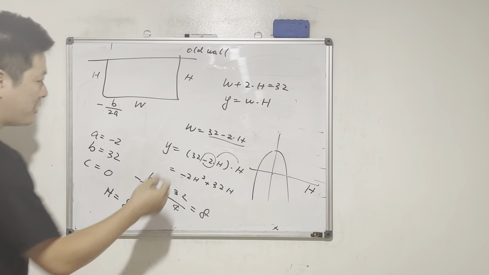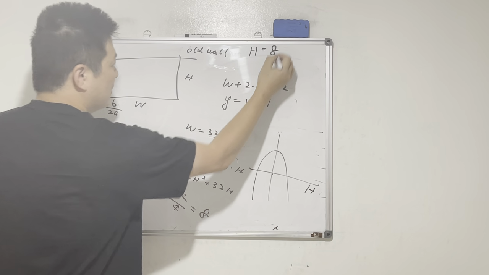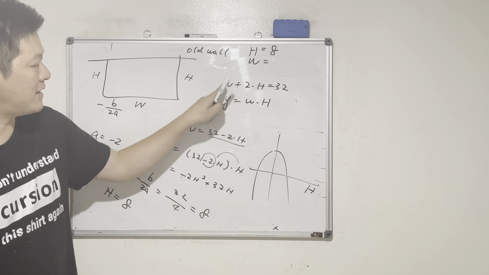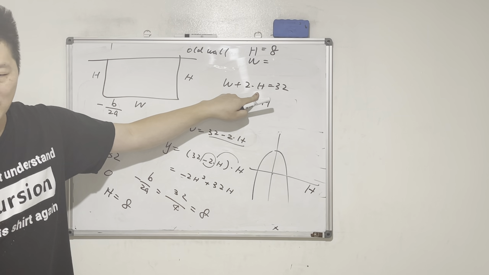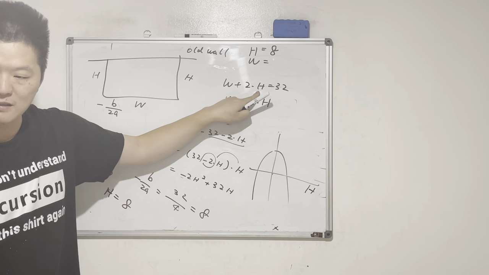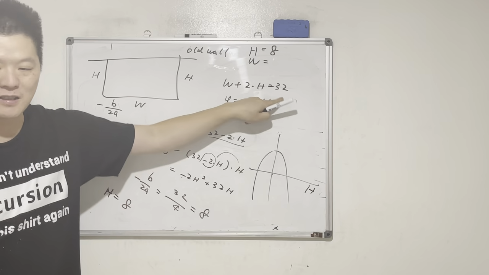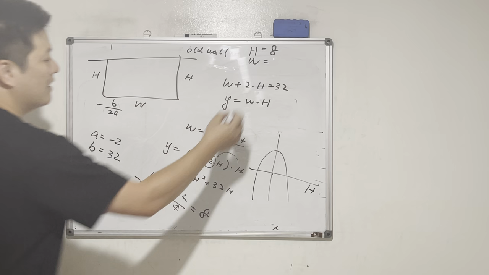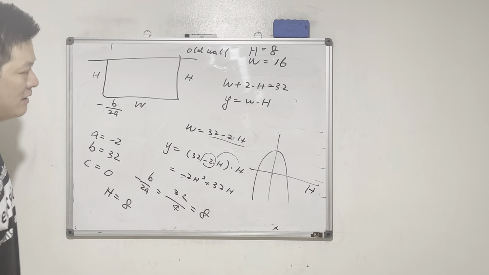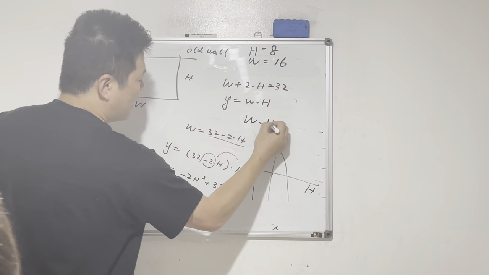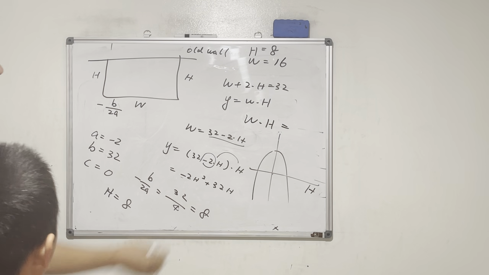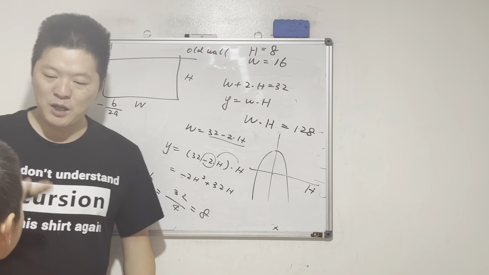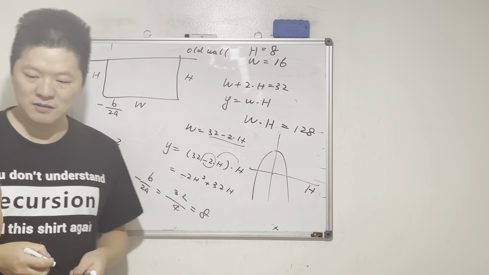So when H is 8, what's the value of W? 2 times 8 is 16. 16 plus something equals 32. So W is 16. What's its area? W times H, what's the area? 16 times 8 is 128, right? This is the answer to the question in your book.